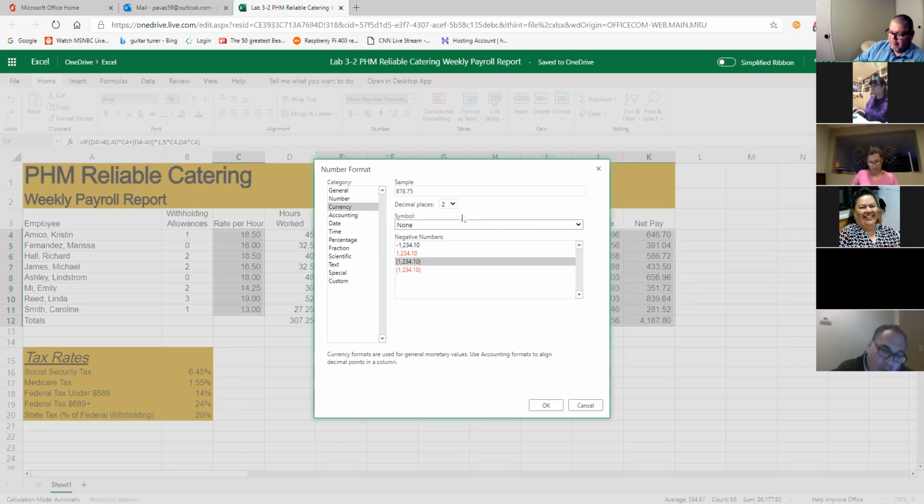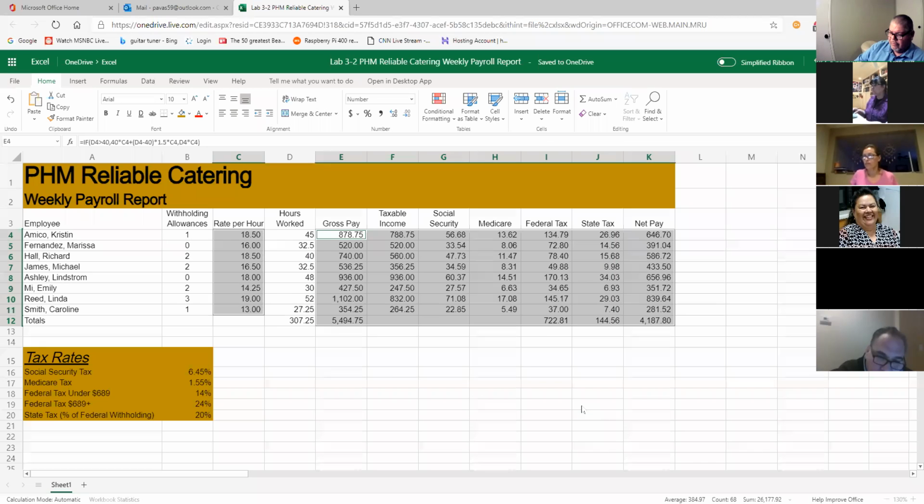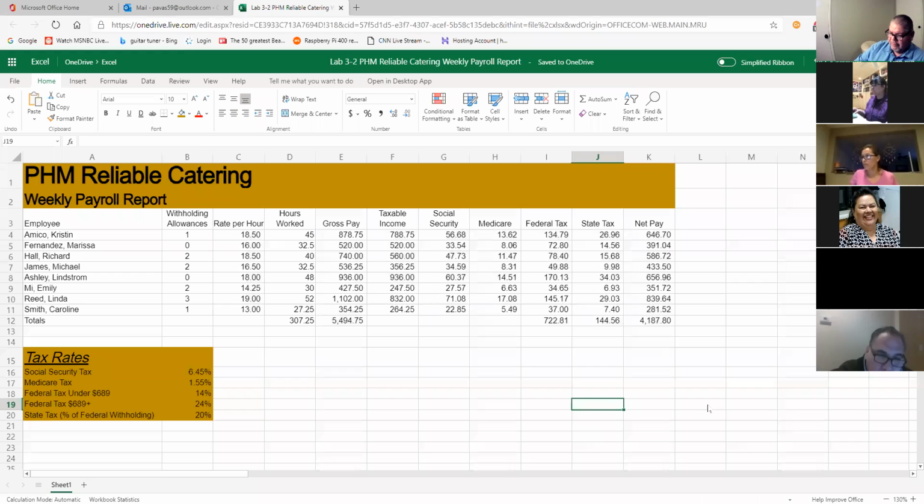Y ya para entonces ya había dado usted las instructions. Yeah, and I'm sorry. No, it's okay, and it's 2 decimal places. Yeah, I got that. Thank you, Mr. Vasquez. And now it should look like this. Okay.